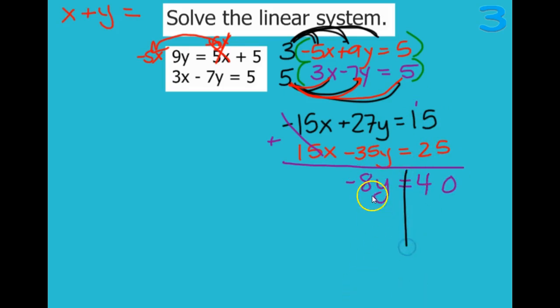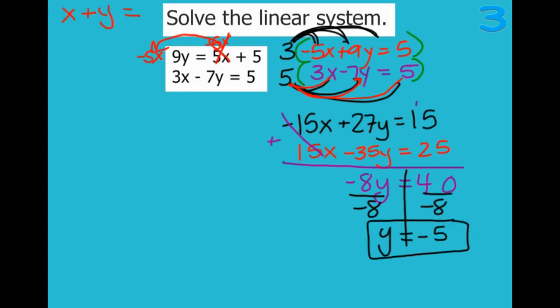And then our last step to get y by itself is divide by negative 8. So we have y equal to a negative, and 40 divided by 8 should give us 5. So now you can plug this negative 5 into either one of these equations or either one of these equations because they're really the same. These ones we just multiplied or made bigger so that we could eliminate. I'm going to use this first one because x and y are on opposite sides. So 9y, and y is negative 5, equals 5x plus 5.